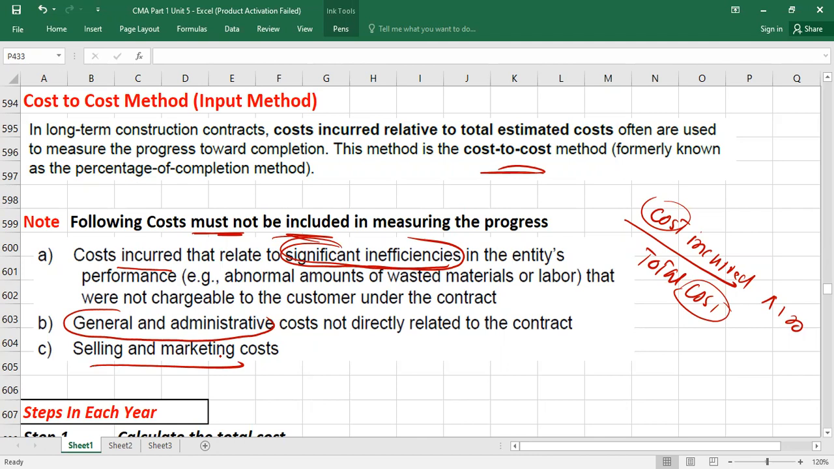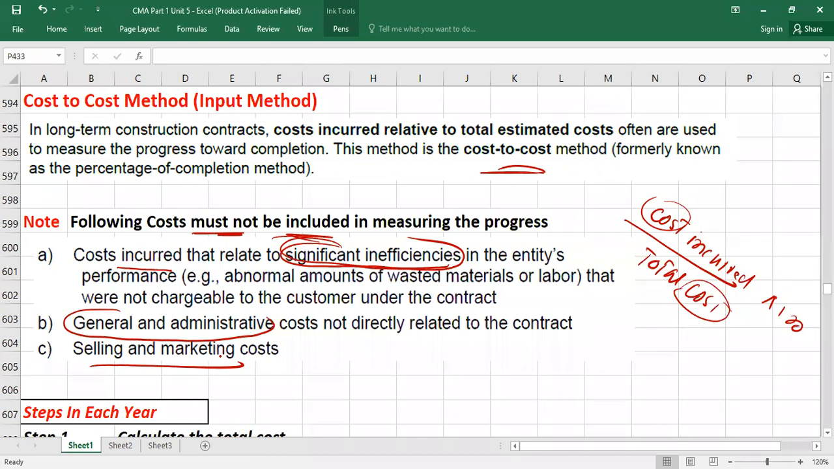Apart from that, for example, if you are constructing a project, right? Constructing a bridge, you are incurring material cost, you should include. Incurring labor cost, you should include, right? Incurring other costs due to that project, you should include, right? So this was just an idea.